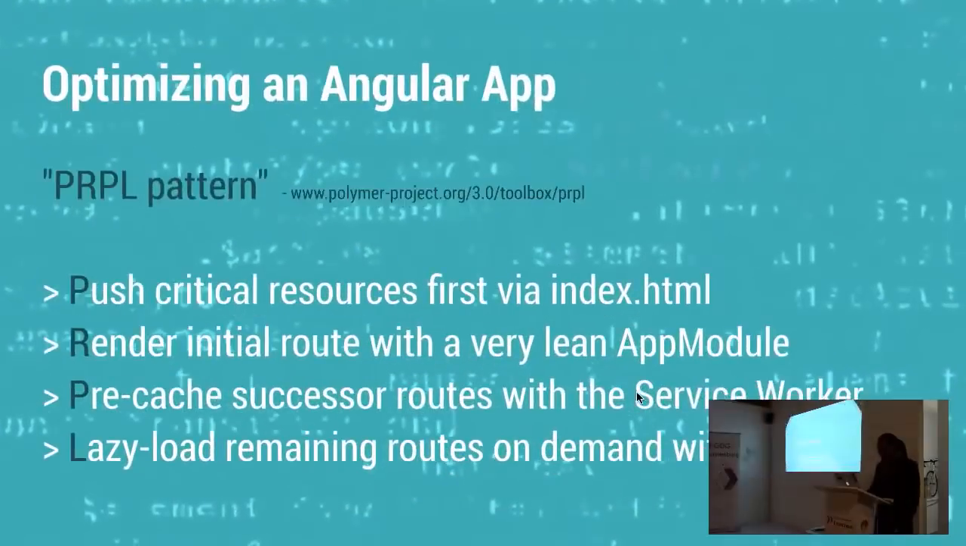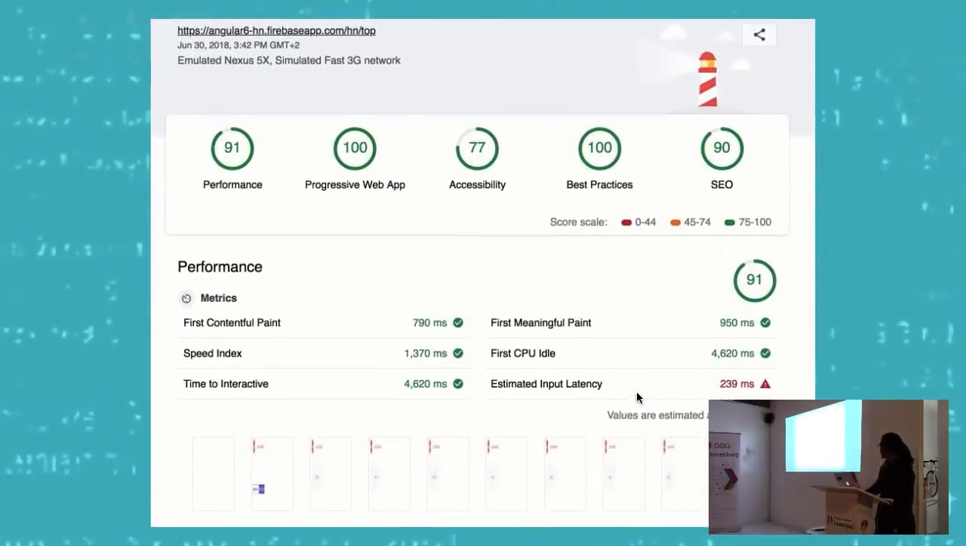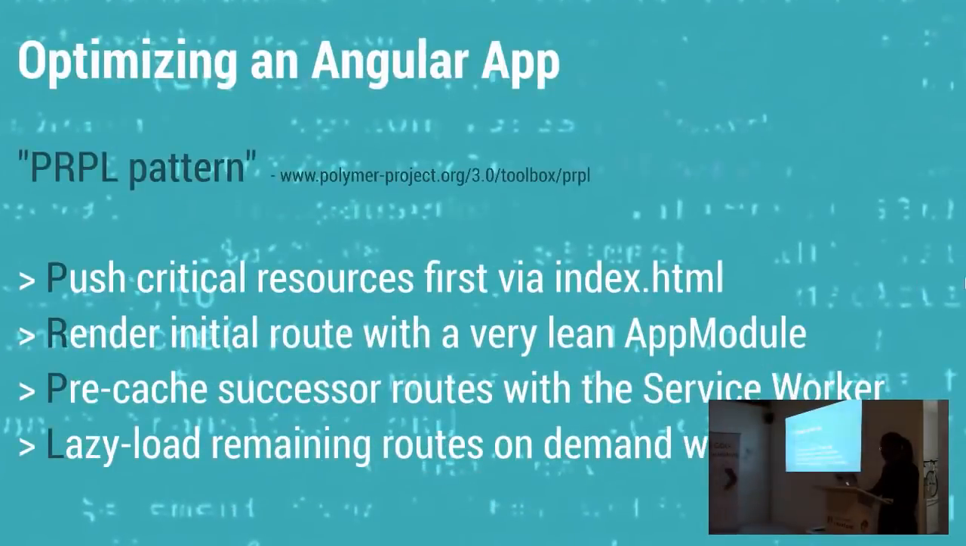All right. So if you're not getting those greens, guys, these are some of the ideas that you can follow to basically get to the greens. The first one is called the PRPL pattern.